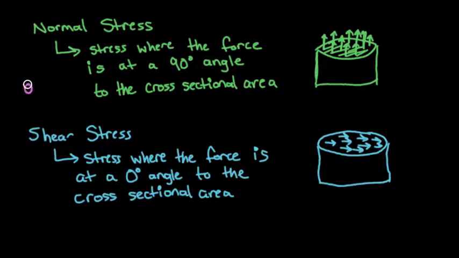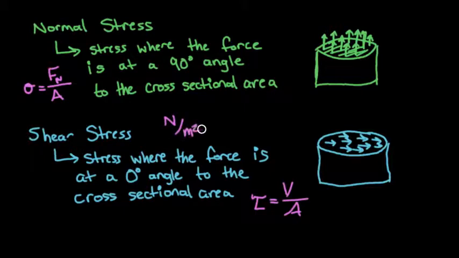Normal stress is often denoted with a lowercase sigma, the Greek letter sigma, and it is just normal force divided by area. Shear stress is denoted by the Greek letter tau, and it is just the shear force, or the force at a 0-degree angle to the area, divided by area. So both of these are force divided by area. We just use different Greek letters to represent them depending on the direction. Stress, like pressure, is often denoted in newtons per meter squared, which is the same as a Pascal. So these are the units in the metric system that you might see.